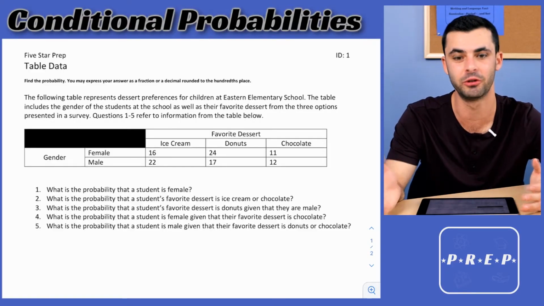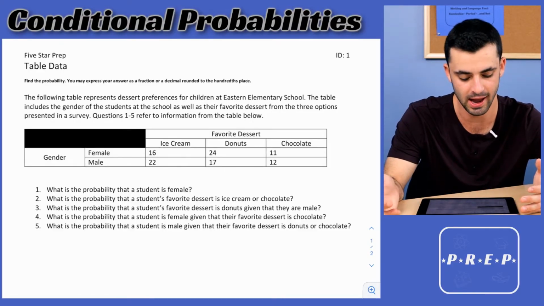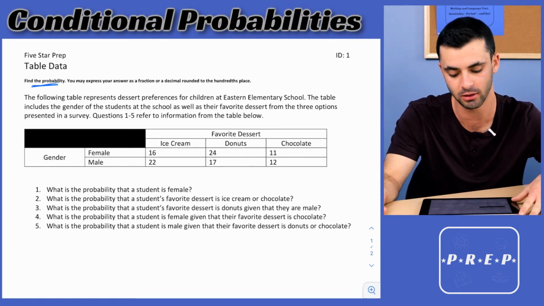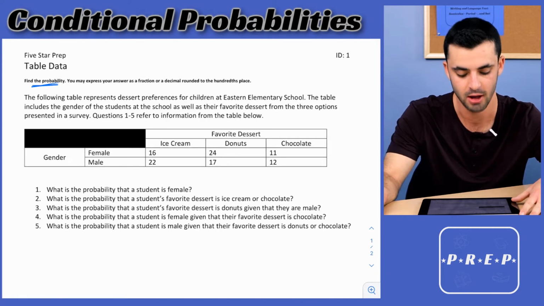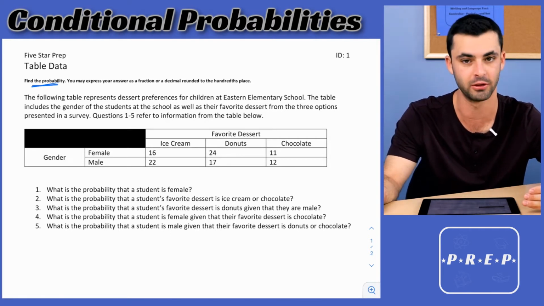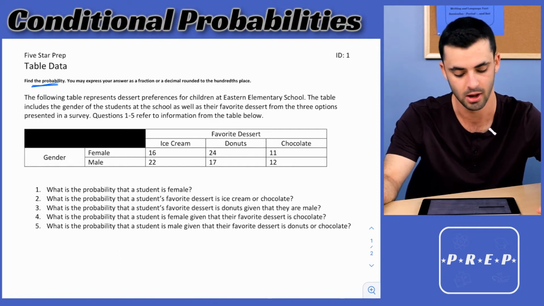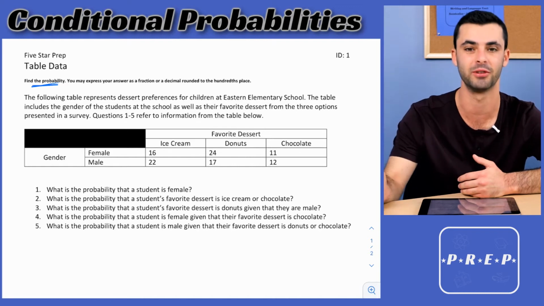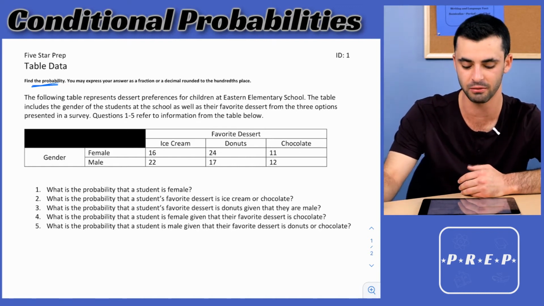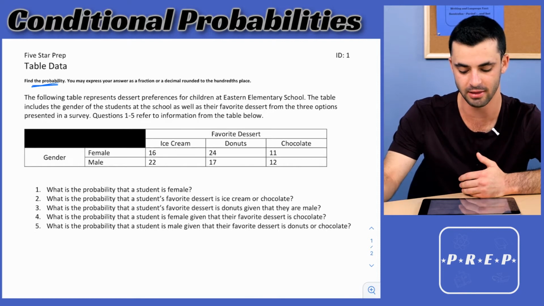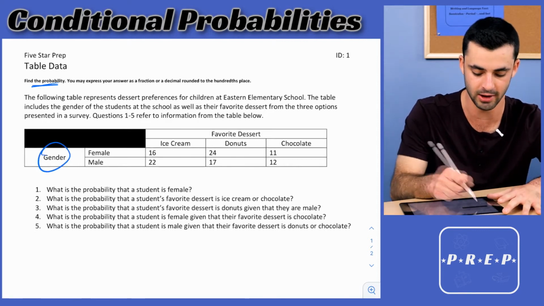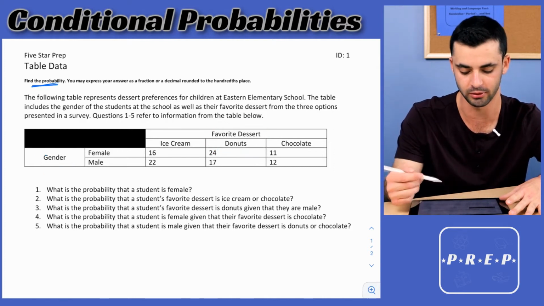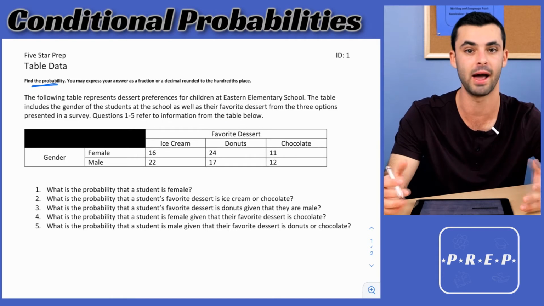In this example, we have a two-way table or contingency table, and it says to find the probability. You may express your answer as a fraction or a decimal rounded to the hundredth place. The following table represents dessert preferences for children at Eastern Elementary School. The table includes the gender of the students at the school as well as their favorite dessert from the three options presented in a survey. Questions 1 through 5 refer to information from the table below. Then they give us this table with gender as well as dessert options, and then questions. The first one says, what is the probability that a student is female? So let's go ahead and start there.